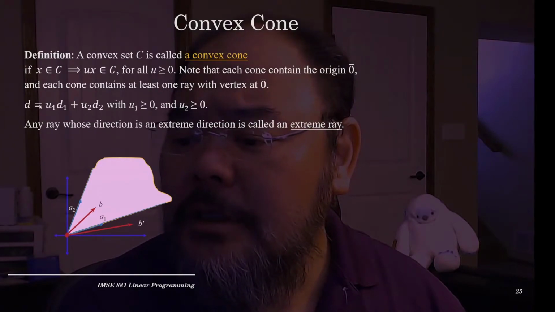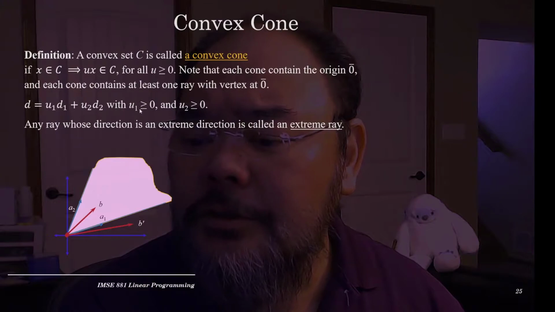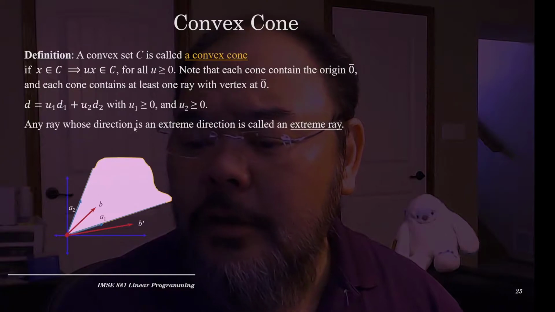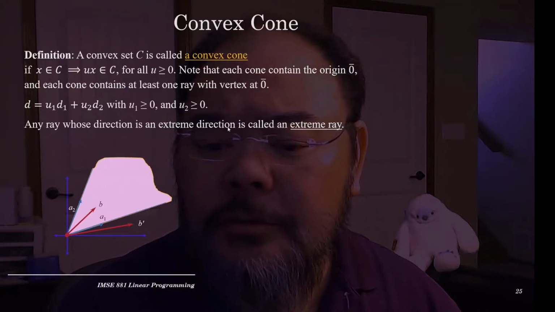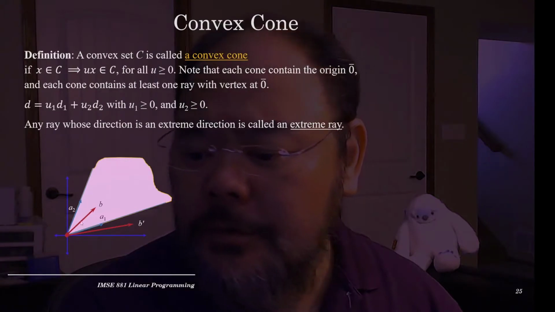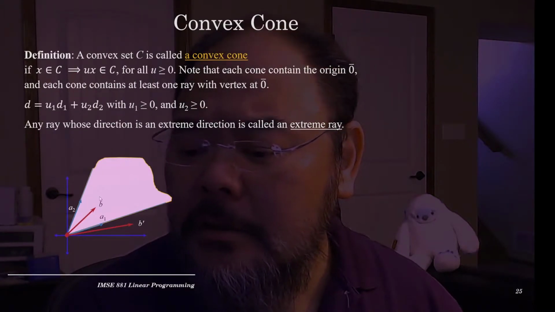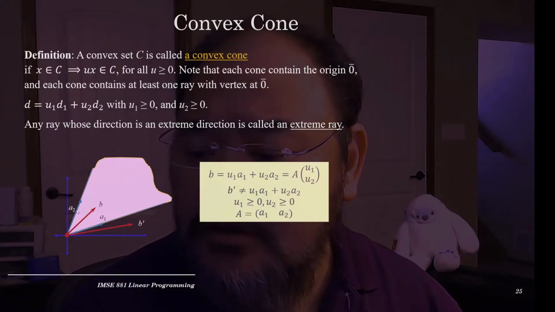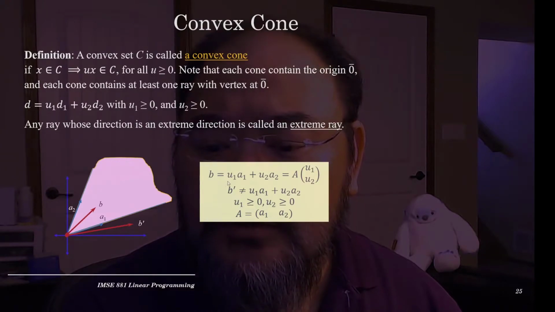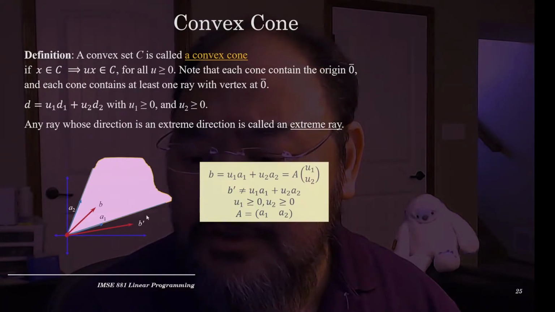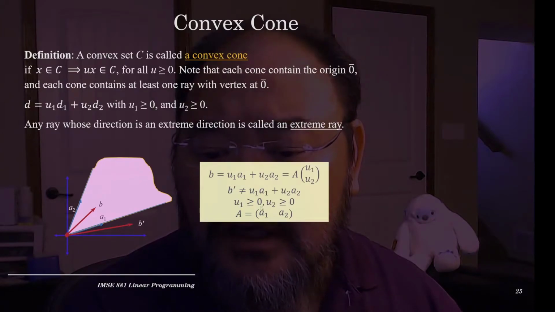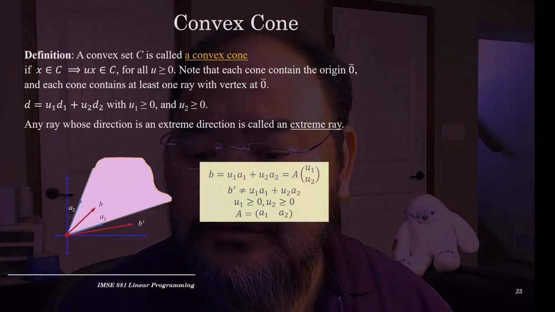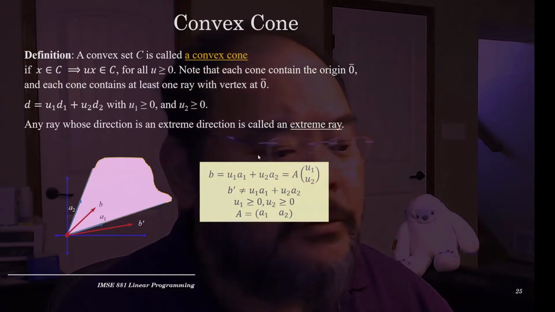So for any D equal to the cone combination of D1 and D2, where both u1 and u2 are non-negative, any ray whose direction is an extreme direction is called an extreme ray. So this is the same concept we had. For example, B can be represented as a cone combination of A1 and A2, but B prime outside this cone cannot be represented as the cone combination of A1 and A2. So this is what we're talking about.